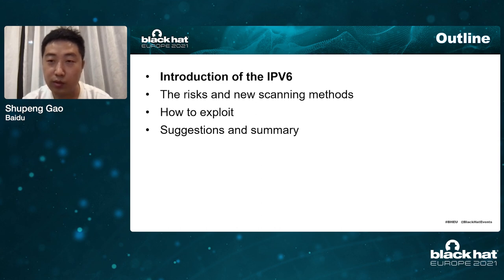First, we will introduce the basic knowledge of IPv6 address and the process of obtaining an address. Then we will introduce several IPv6 related risks we found and the method of quickly scanning addresses. We will introduce how to explore and attack vulnerabilities after obtaining a large number of IPv6 addresses through several examples. At last, some safety suggestions and a summary will be given.